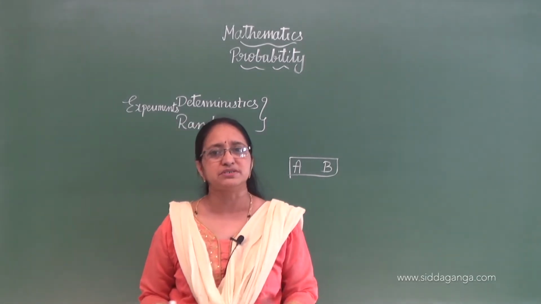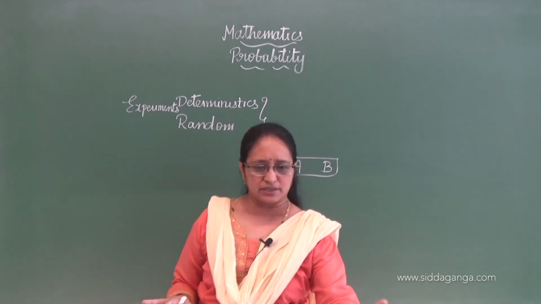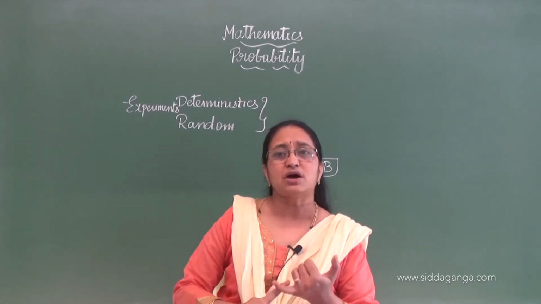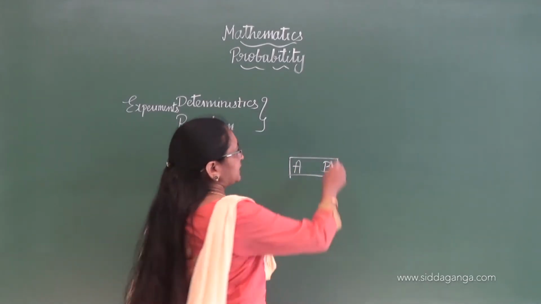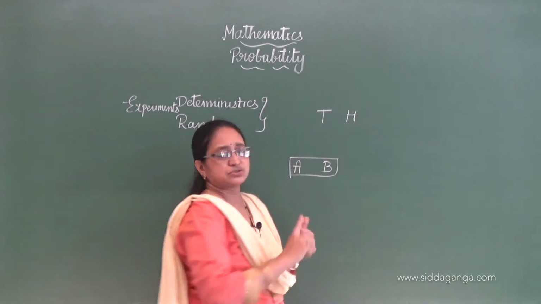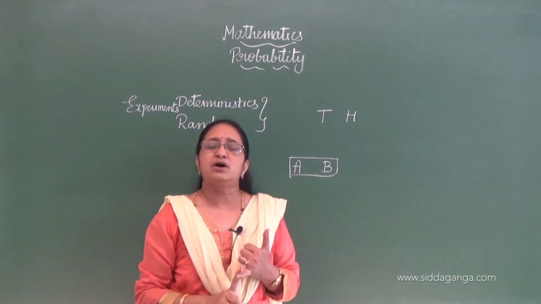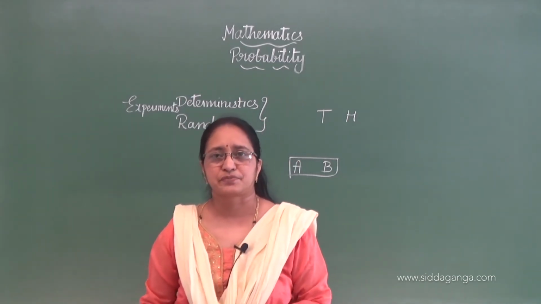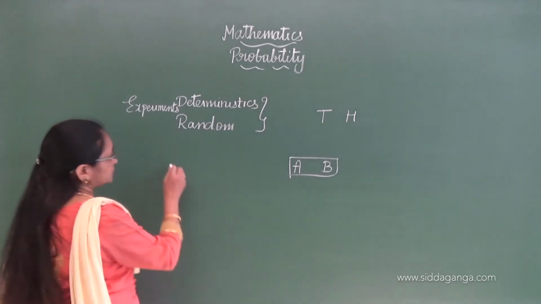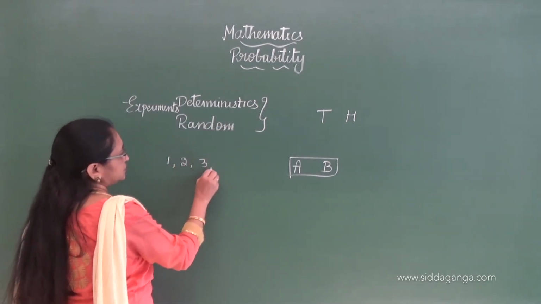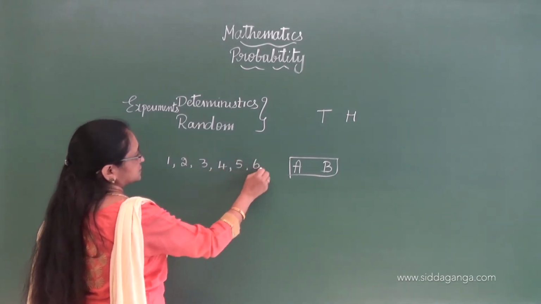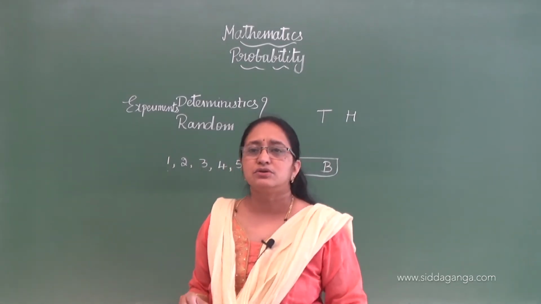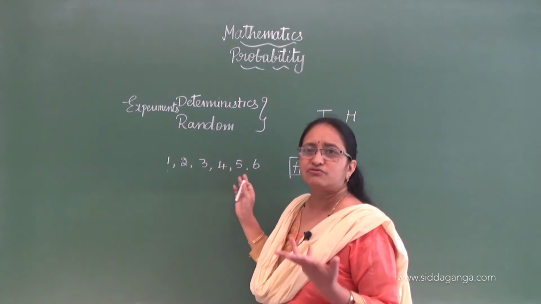For example, when we toss the coin, what will happen? We don't know the outcome. You may get tail or you may get head, we don't know. Or when you roll a dice, you all know there will be 1, 2, 3, 4, 5 and 6 on the dice. So we don't know whether we will get 1, 2, 3, 4 or 6.